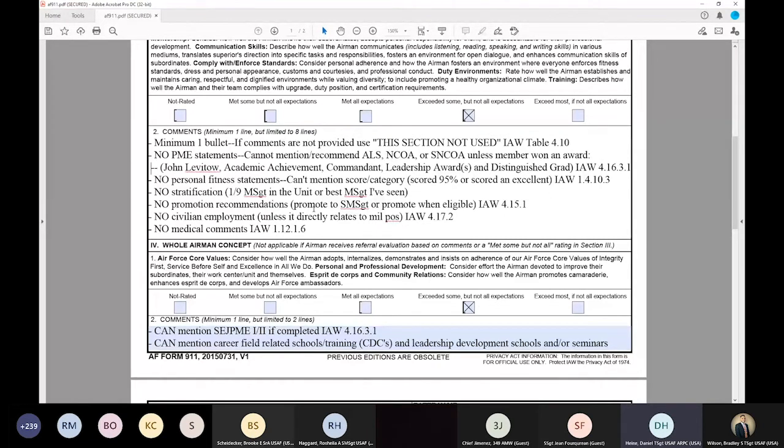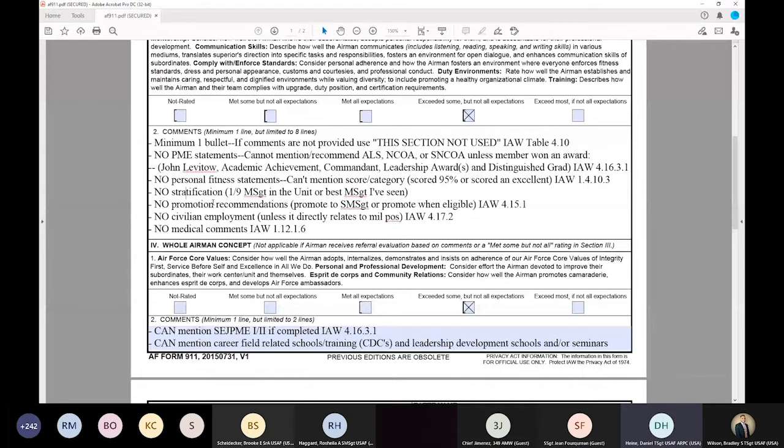Again, no personal fitness statements. They cannot mention a score or category anywhere on the report. So, scored 95% or scored an excellent. I have been seeing a lot of units using AFFA, the acronym Air Force Fitness Assessment. We have been catching those, so please try to not use any personal fitness statements on the report.